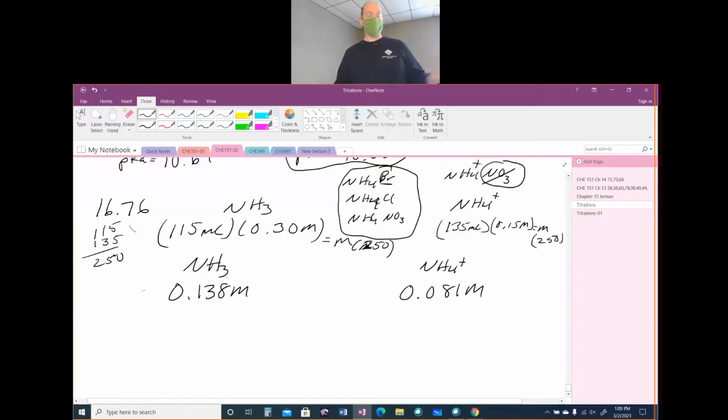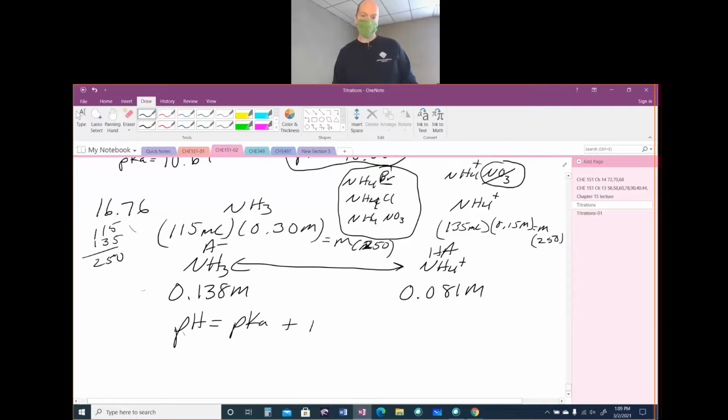And so it even says in the problem that this is a buffer. Again, you have the base with its conjugate acid at non-zero concentrations, no H plus, no OH minus, you have a buffer. And so the pH is equal to the pKa plus the log of A minus over HA. We look up the Kas. They are not there for NH3. However, NH3 has a Kb. So in the Kb chart, it is 1.8 times 10 to the minus 5.